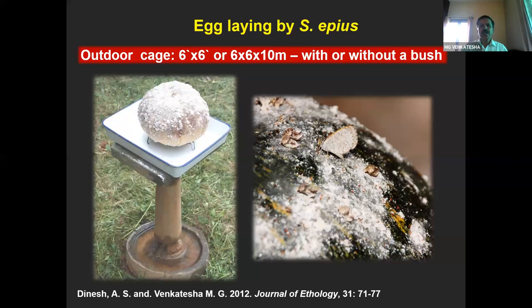So after the female is fertilized, the mealybug infested pumpkin can be kept in a small cage or big cage with or without bush. So for egg laying, the canopy is not necessary. Once the gravid female deposits eggs, it can be transferred to the laboratory and kept in the cage, and there the larvae feed on the mealybugs and develop. Next slide, please.